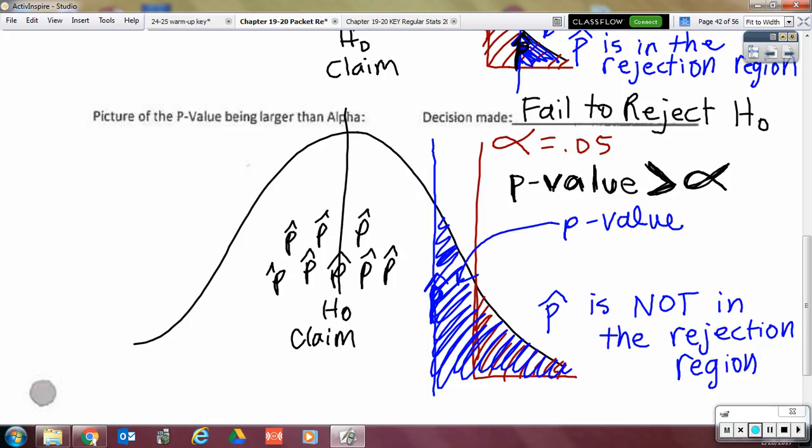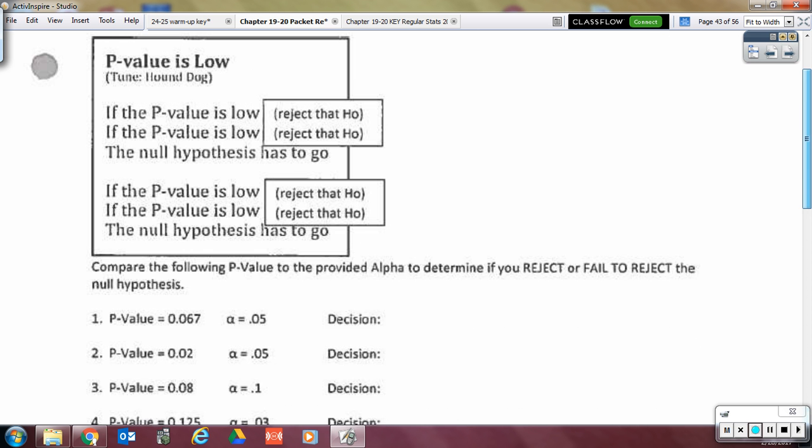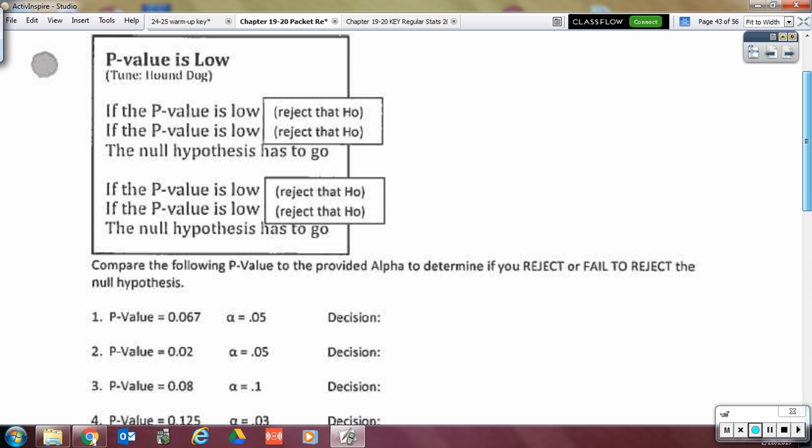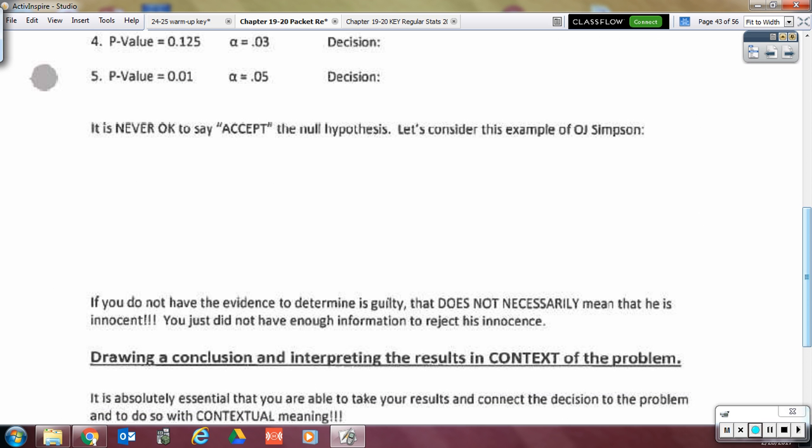Let's go to the next page. Up here is the top song that we are going to sing shortly. But since it was brought up, I want to talk about why you can never, never ever say the null hypothesis is true, or that I accept the null hypothesis. So let's go through that. Draw yourself a picture, a curve.